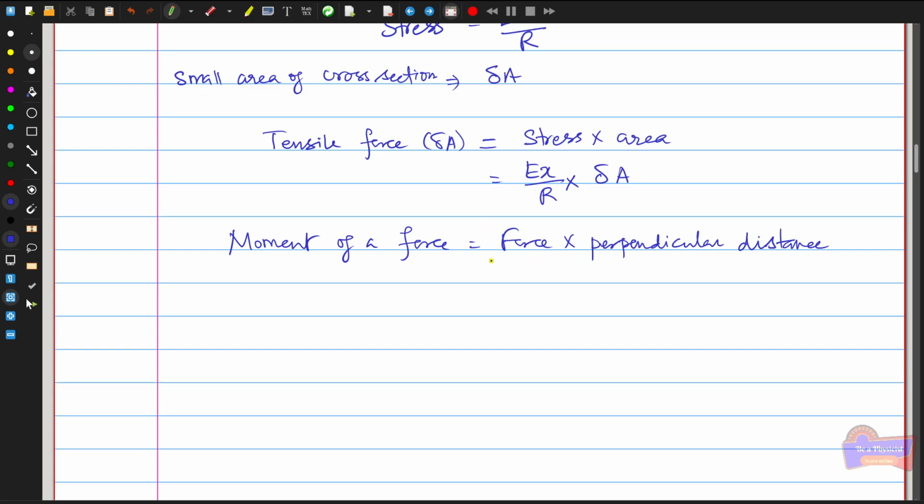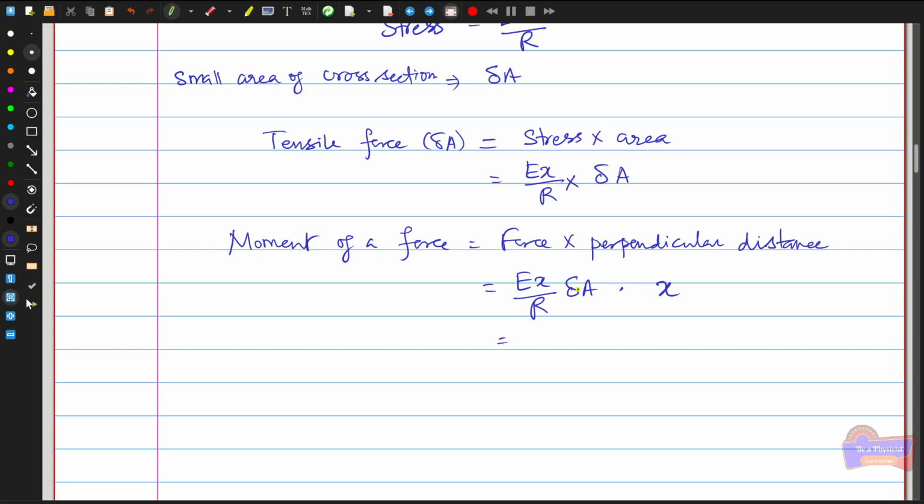So I already know this: the force which is acting on this is Ex divided by r into delta A, and the perpendicular distance is nothing but that x. So this is the moment of force acting on the neutral axis AB. Therefore this is taken as Ex divided by r into delta A into x.